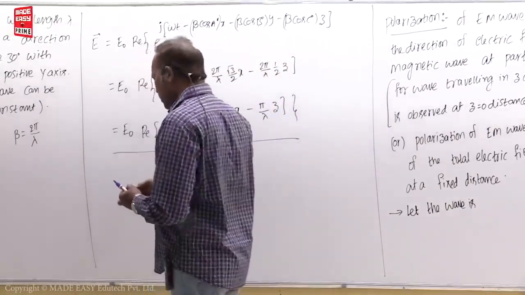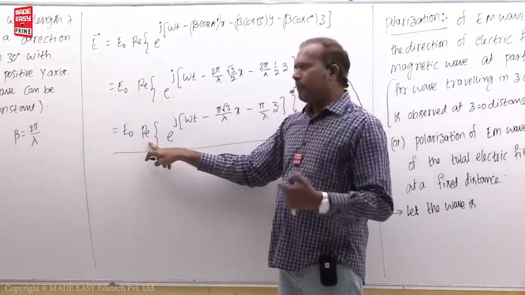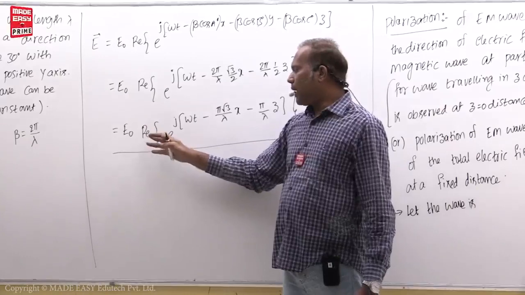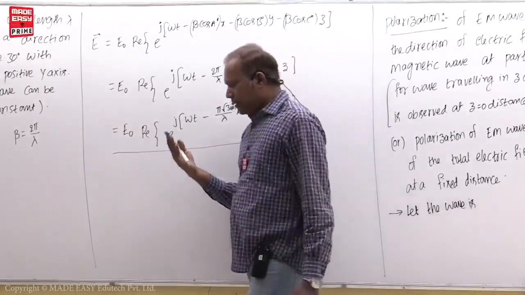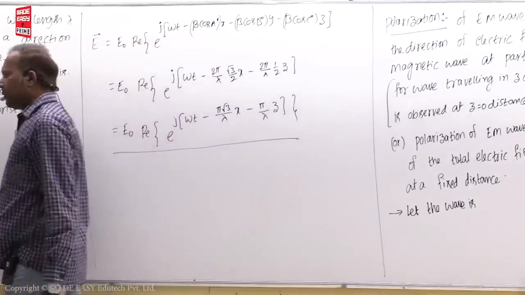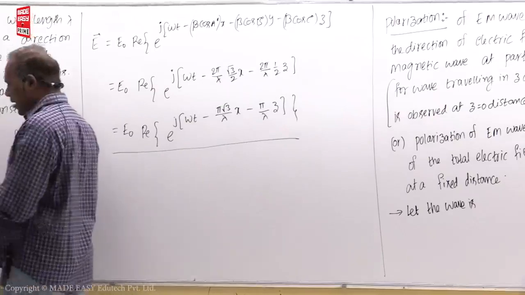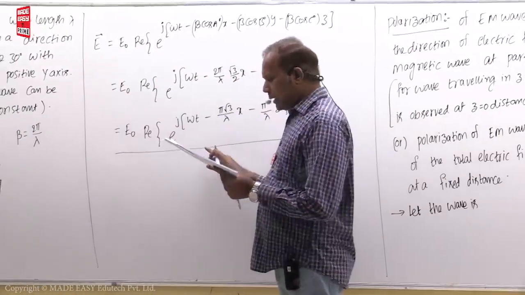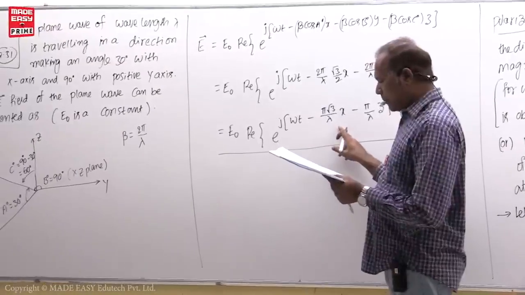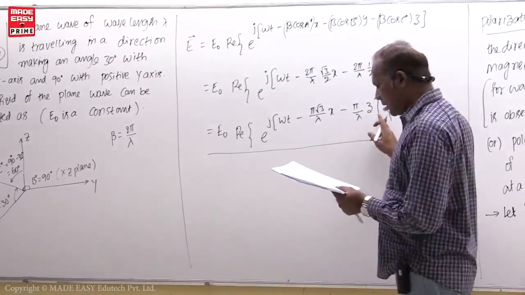I told you, some people have to give Re. If you remove Re, then a cos is written, cos of. But some people give questions the way they like. Don't bother about them. So if you see the option, that is E naught e power j omega t minus pi root 3 by lambda x minus pi by lambda z.